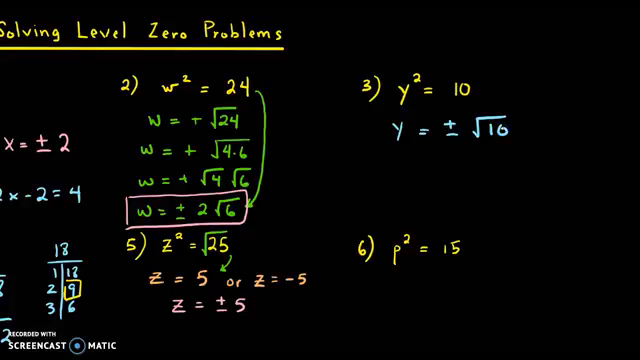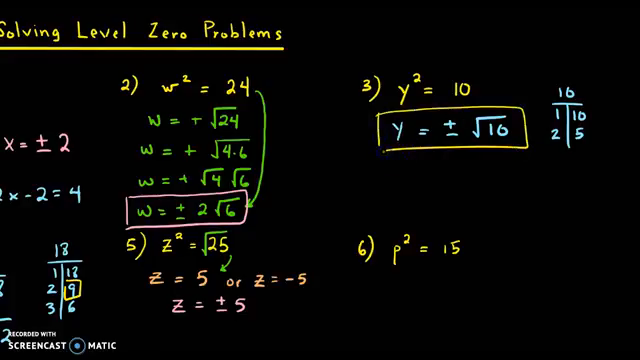Now let's think about 10. Can we break 10 down? Well, what times what is 10? Well, 10 is really just 1 times 10, or 2 times 5. Now, are any of these numbers perfect squares? Other than 1, because 1 doesn't really help us out. But the 2 and the 5 don't help us out either. So it turns out that we're done. We can't break 10 down, so we leave it like that. So y is equal to just plus or minus the square root of 10.